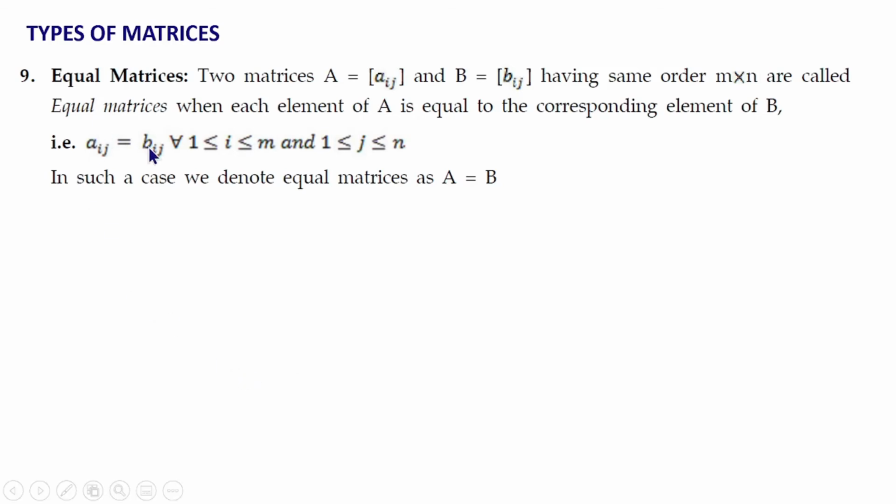Then we have equal matrices. Two matrices A equal to Aij and B equal to Bij having the same order m by n are called equal matrices when each element of A is equal to the corresponding element of B. So we say two matrices A and B are equal if each element of matrix A is equal to the corresponding element of matrix B. So in such a case we denote equal matrices as A equal to B.